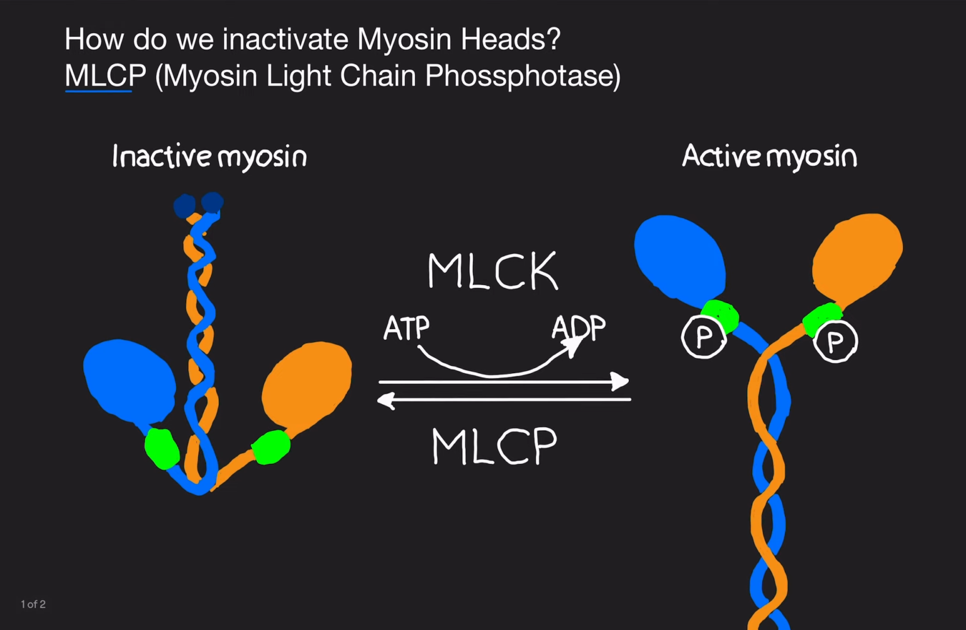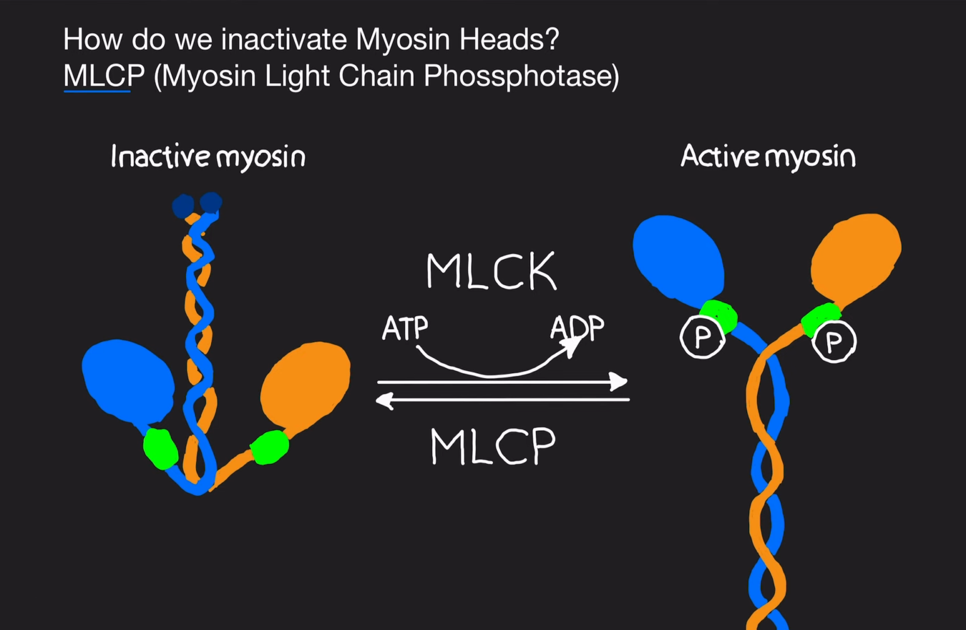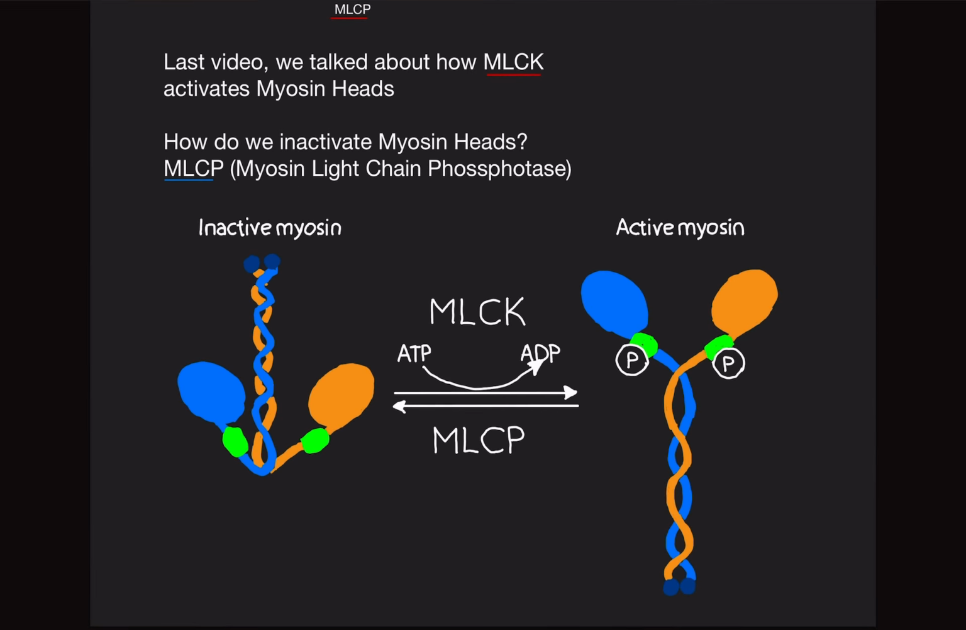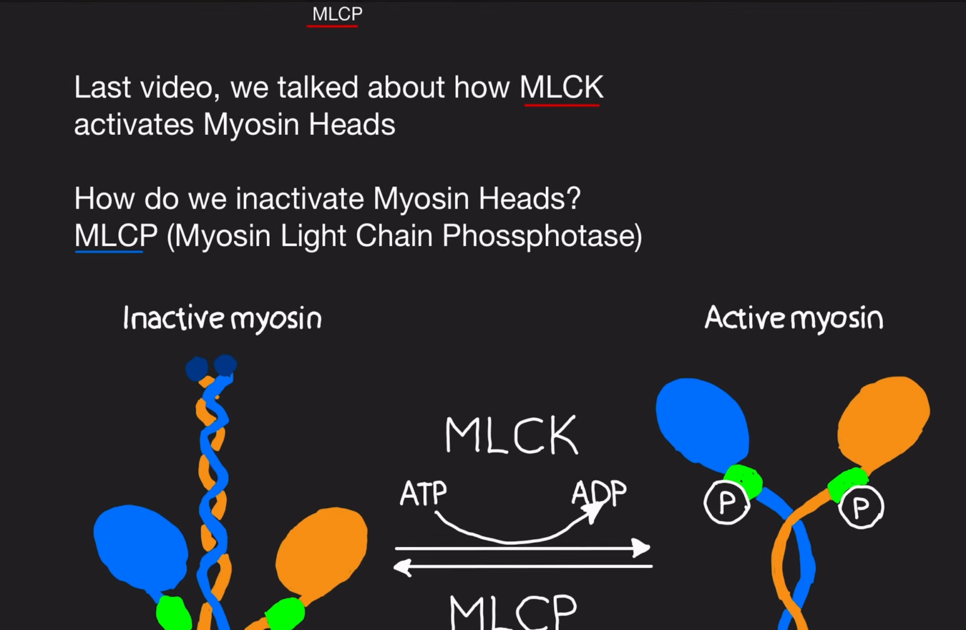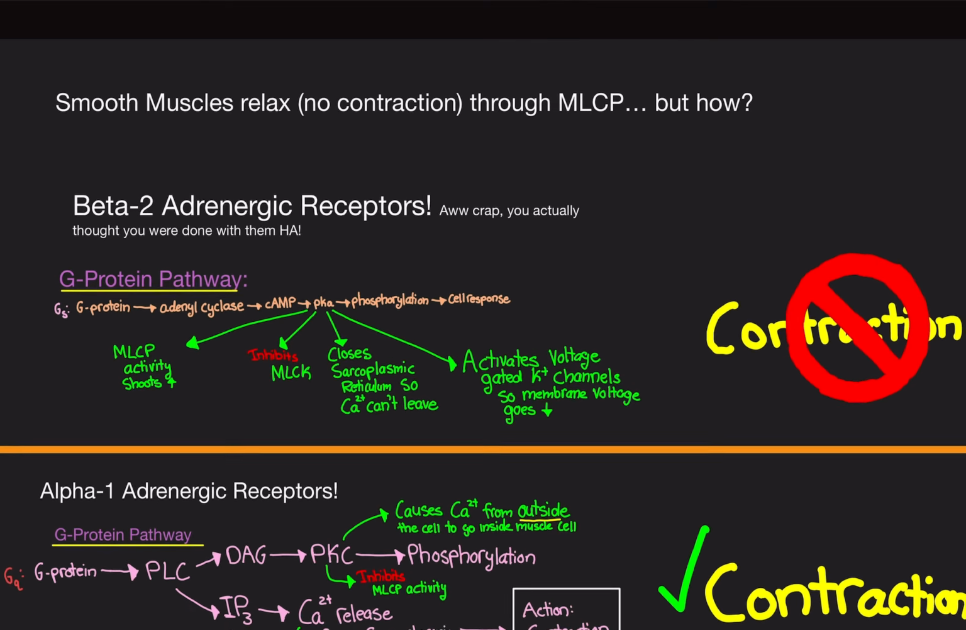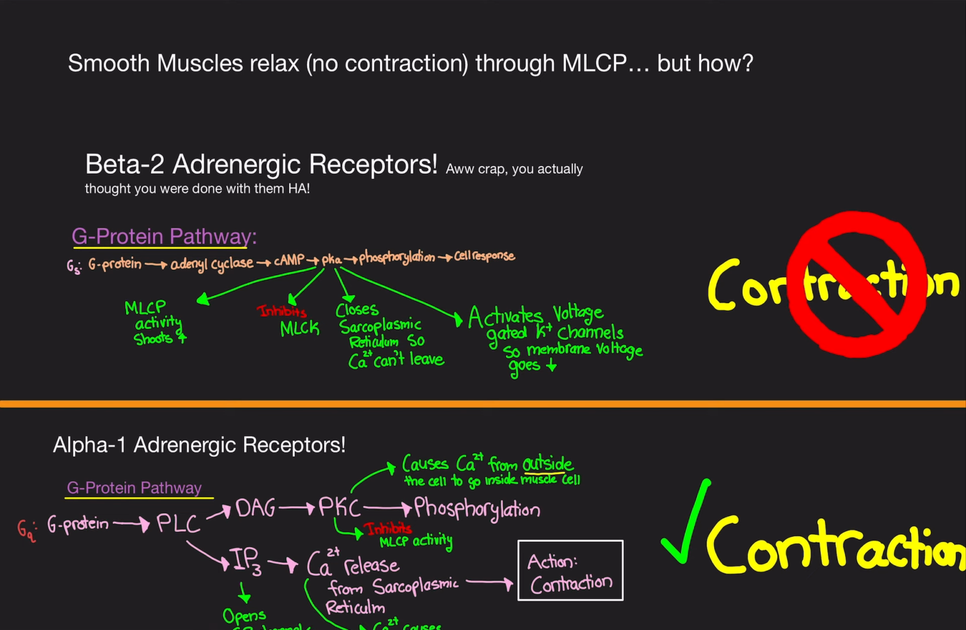So in this very simple diagram here, we already went over what MLCK does in the last video. We said that the ATP sheds off phosphate and it basically binds to the myosin head, charging it up, giving it energy. What we didn't go over is MLCP. So backwards, it sheds off the phosphate and basically inactivates it. That's literally what MLCP is. But it's a little bit more complicated than that. So smooth muscles relax, basically no contraction, through MLCP. But how does it actually happen?